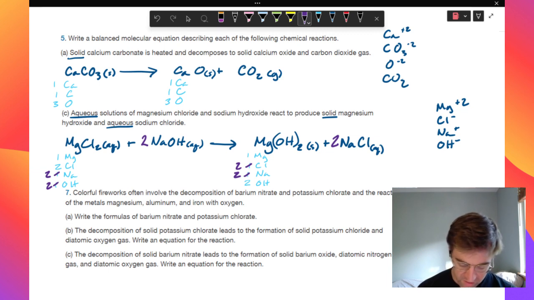So now let's take a peek. We've got the same number of magnesiums on each side and the same number of chlorines, same number of sodiums, and the same number of hydroxides. This is now a balanced equation.